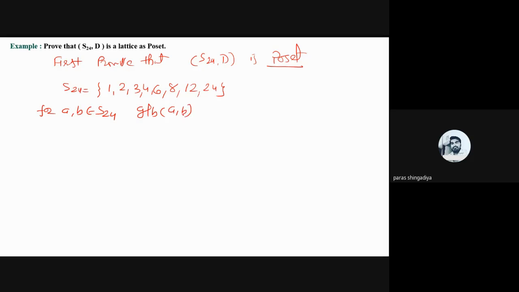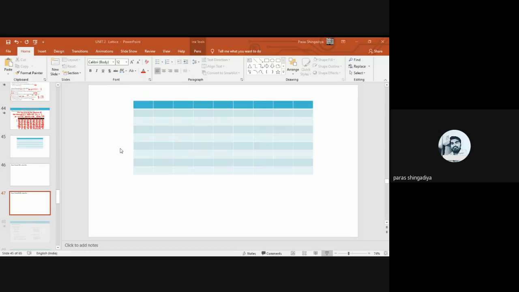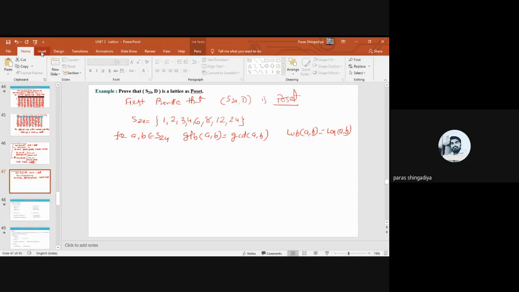क्लियर? So first आपको इसमें prove करना है poset। ठीक है, first prove that S24 comma D is a poset or not. ठीक है, means check the reflexive, anti-symmetric and transitive, and then after for A comma B belongs to S24, for all A, B belongs to S24, GLB of A, B, that is the GCD of A, B, and LUB of A, B, that is equal to LCM of A, B. ठीक है, GLB के लिए GCD define करना है, और LUB के लिए LCM, ठीक है। So prepare the table of GCD of A, B and check that the values of GCD are belongs to S24 or not.